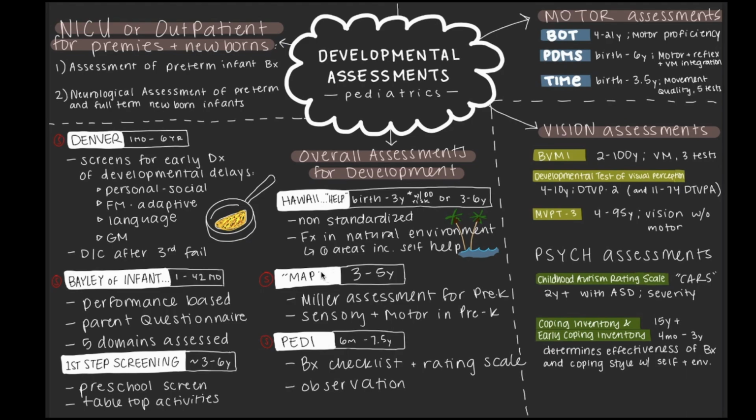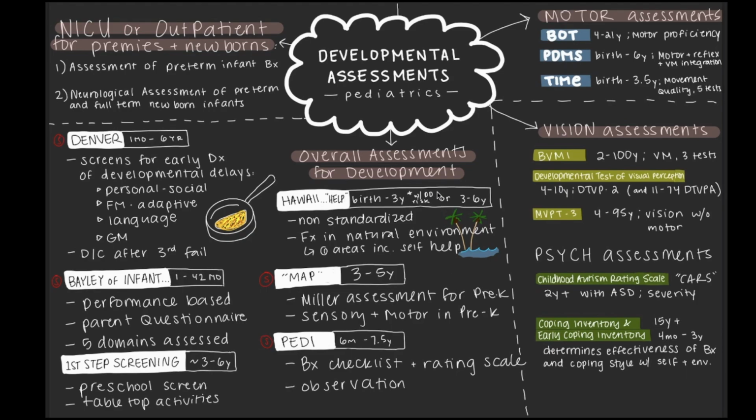Moving on to the standardized test of the Miller Assessment for Preschoolers, or the MAP. It is for 3 to 5 year olds, and it reviews sensory and motor functioning in preschoolers specifically. The PEDI, or the Pediatric Evaluation of Disability Inventory, is used for 6 months to 7.5 years. It's also standardized, and it is a behavioral checklist, and there is a rating scale involved. There's also a little bit of observation with this assessment as well.